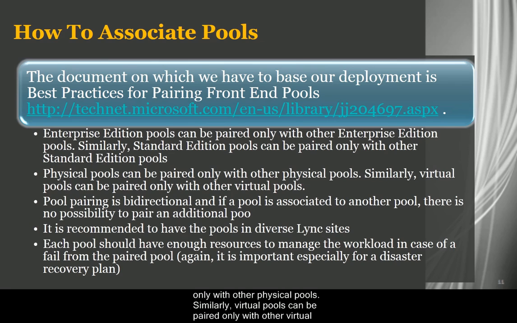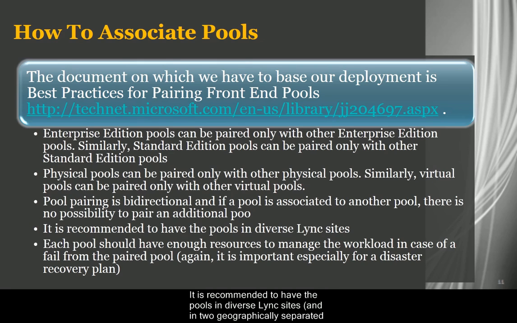Physical pools can be paired only with other physical pools. Similarly, virtual pools can be paired only with other virtual pools. Pool pairing is bidirectional, and if a pool is associated to another pool, there is no possibility to pair an additional pool. For example, there is no support for a 3 pools pairing because the relation is 1-to-1.